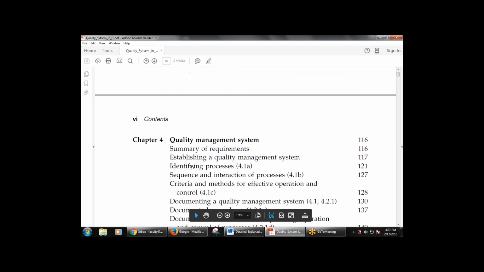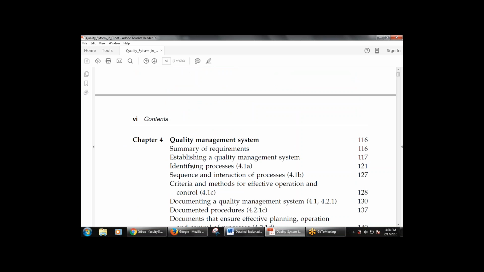Then chapter number 4 is the quality management system. That is, what are the various quality management system approaches used in the quality management system. So that is a summary of the requirements. Then establishing a quality management system, then identifying the processes, then sequence and interaction of the processes. These are the various elements available with the quality concepts.